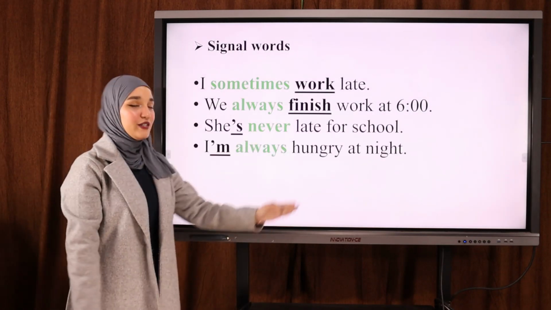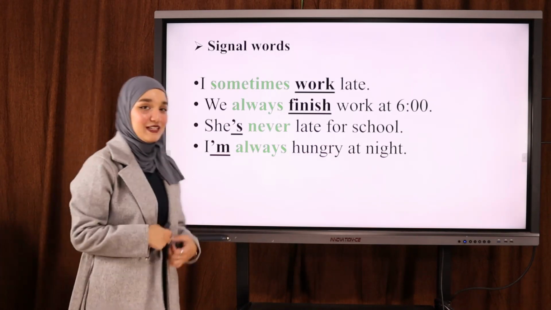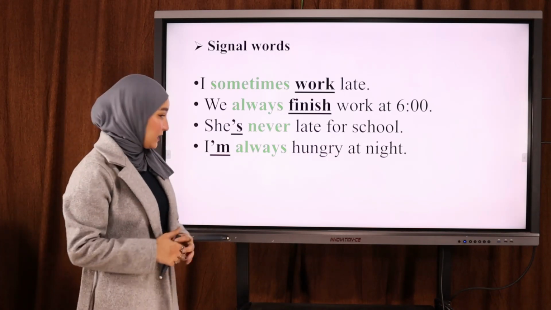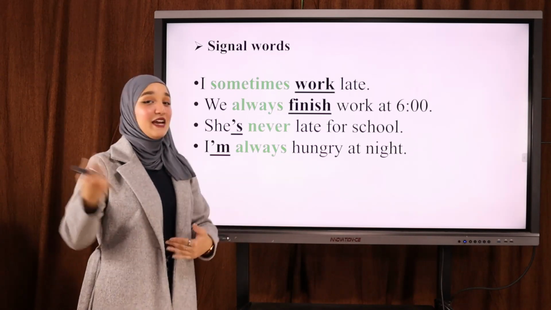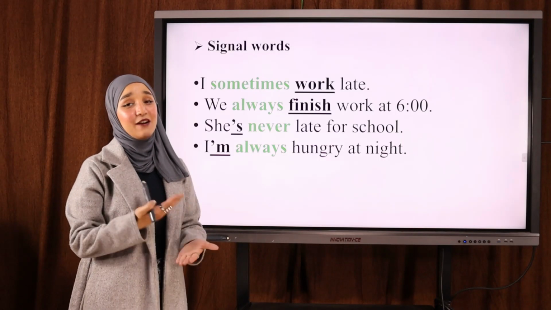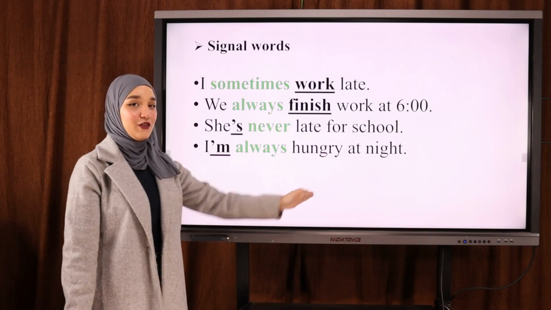Another one, I'm always hungry at night. I'm actually hungry right now. I can literally hear my stomach rumbling. So yeah, I'm always hungry at night, which means every night. This is a repeated action. هذا فعل متكرر. كل ليلة I am hungry. So I am always hungry.